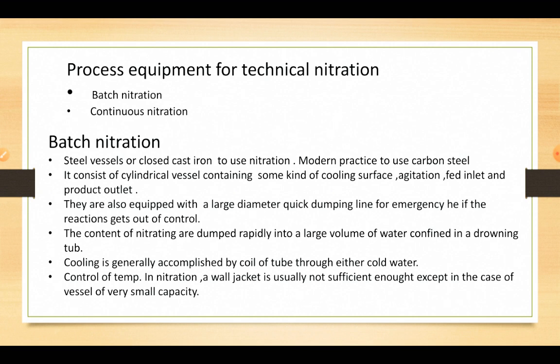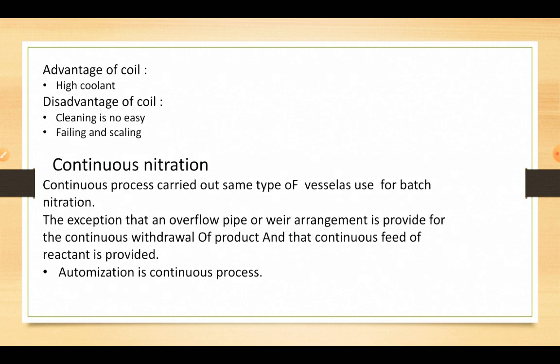Control of temperature in nitration by a wall jacket is usually not sufficient, except in the case of vessels of very small capacity. Advantage of coils: high coolant efficiency. Disadvantage of coils: cleaning is not easy, and there is fouling and scaling.